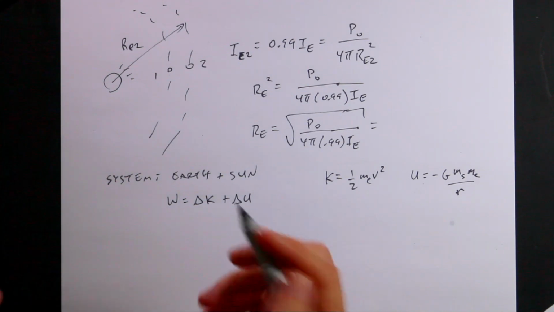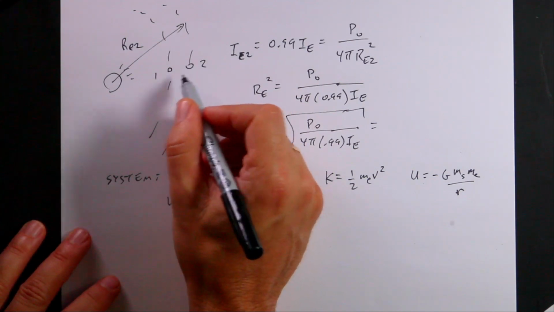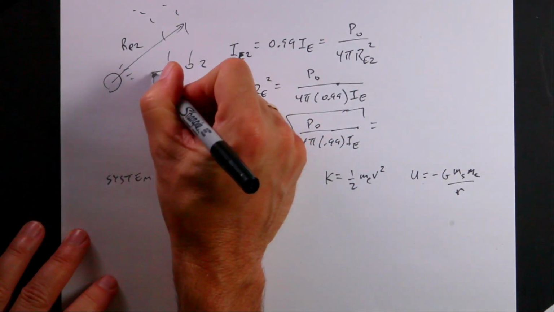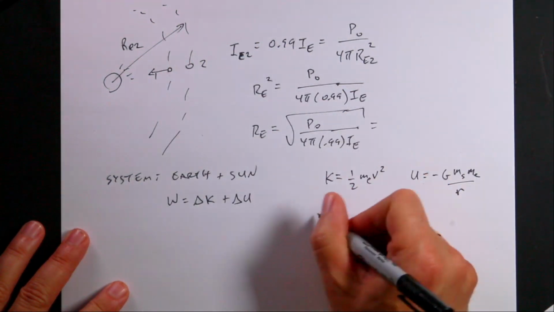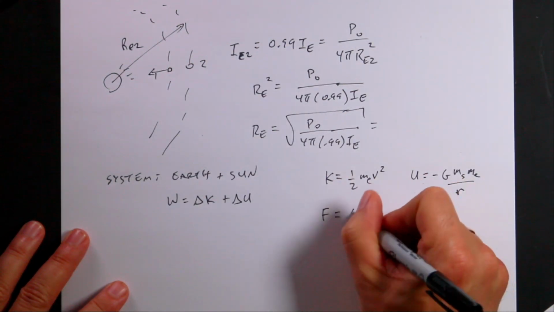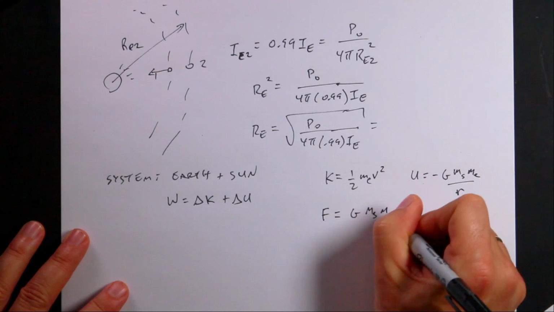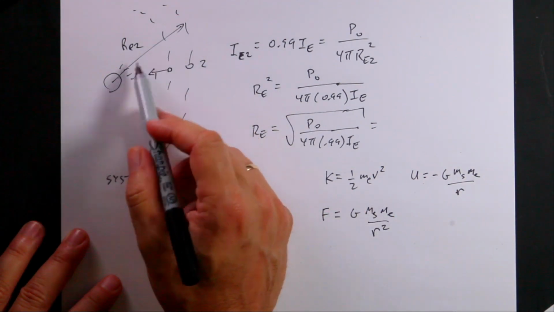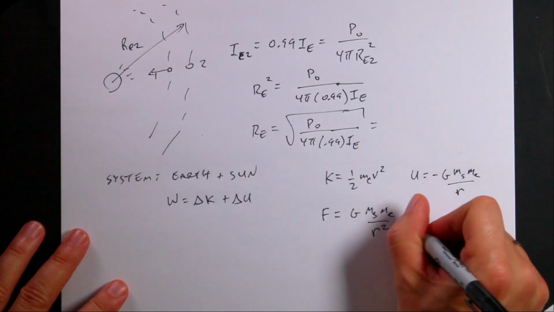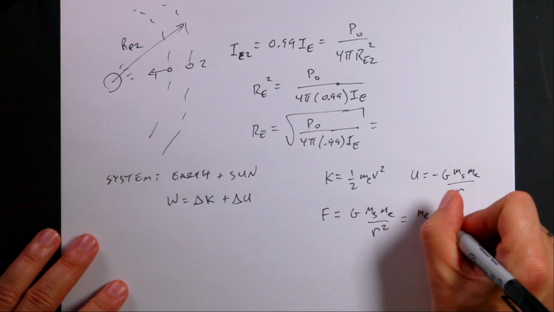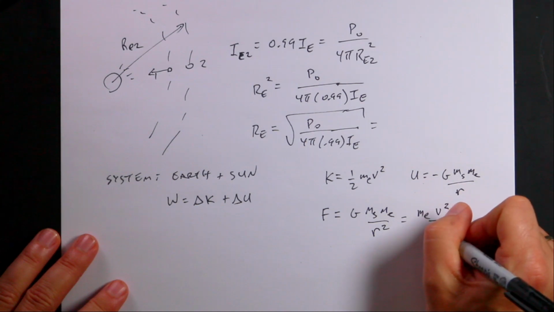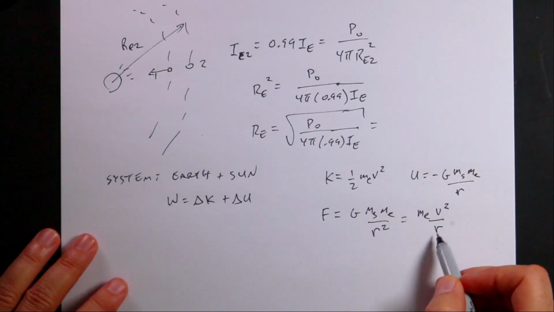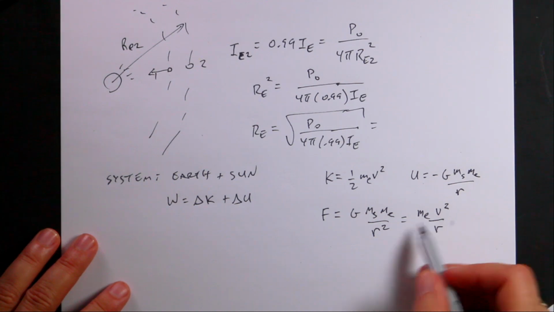So let's just get a relationship for speed and distance, because this actually all works out. Here is my gravitational force. The gravitational force is going to be G, mass of the Sun, mass of the Earth over r squared. If it's in a circular orbit, that force has to be equal to the mass of the Earth times v squared over r. That's the circular acceleration, v squared over r. So I can use this to solve for v in terms of r.